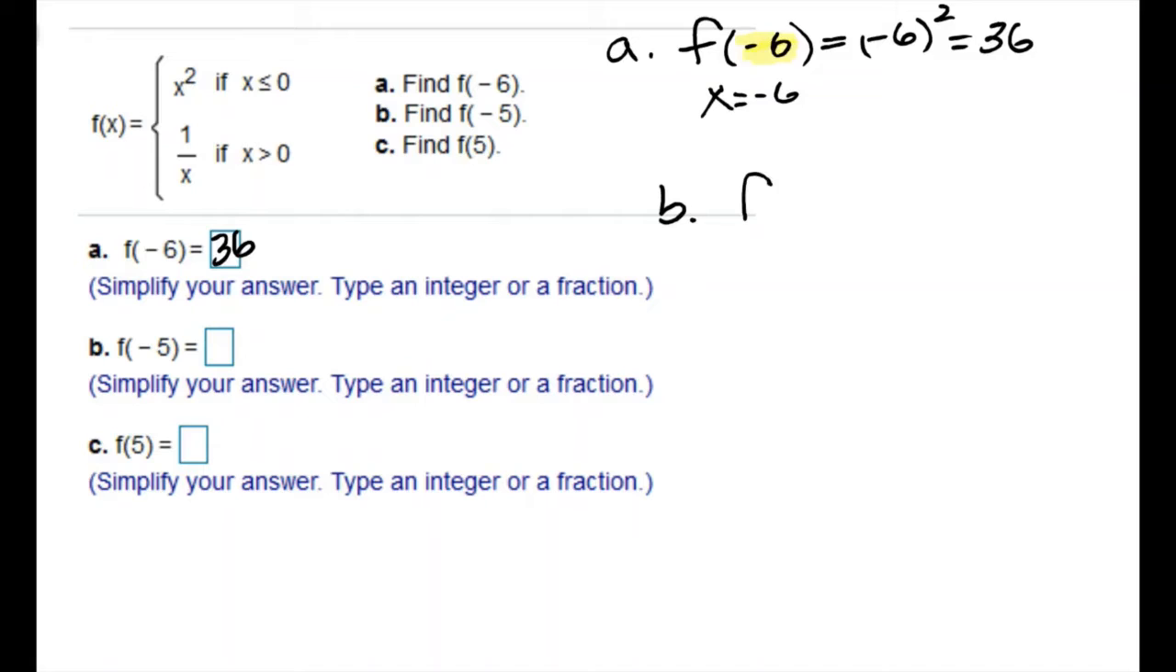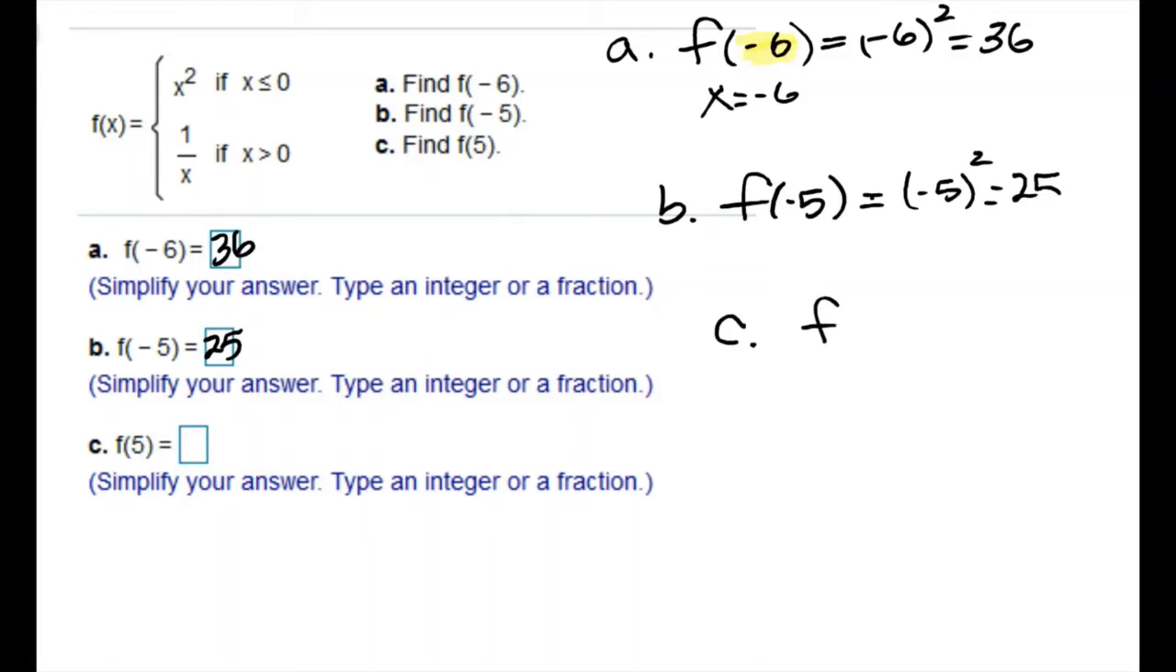Part B, f of -5. So in my conditions, -5 is less than or equal to 0. So once again, I'm going to use that first equation to work this out. -5 squared would be 25.